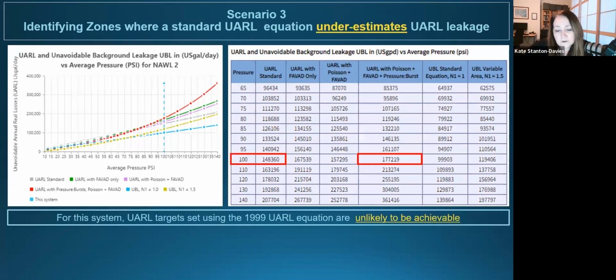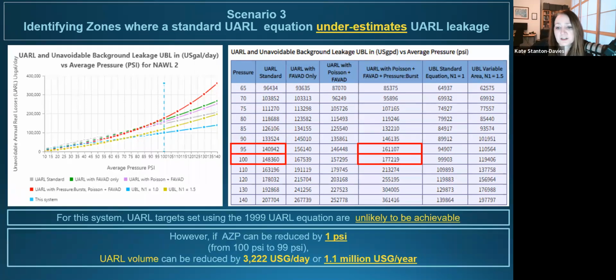So the first thing to note, as I just mentioned on the previous slide, is that for this particular system, any UARL targets set using the original 1999 UARL equation are unlikely to be achievable unless you do some pressure management in this zone or system. If we take the pressure down to 95 psi, we can use the table and it will suggest we could actually set our targets as low as 161,107 US gallons per day.